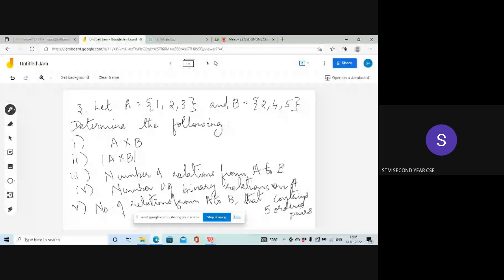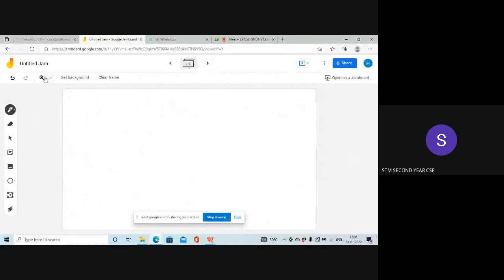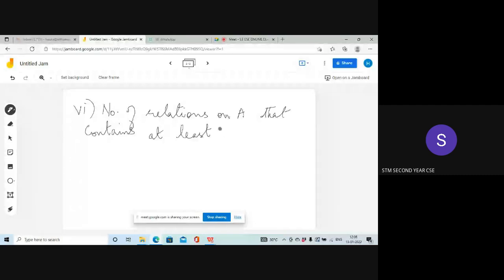Did you write down? The next question, sixth one. Number of relations on A that contain at least 7 ordered pairs.